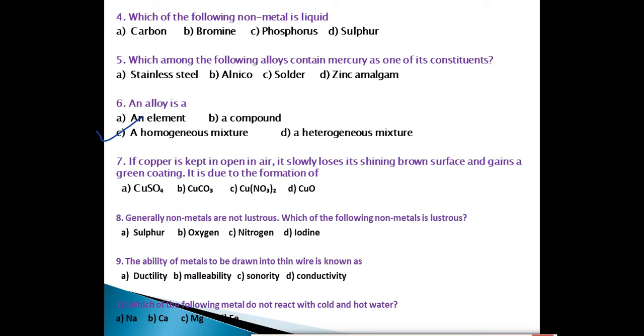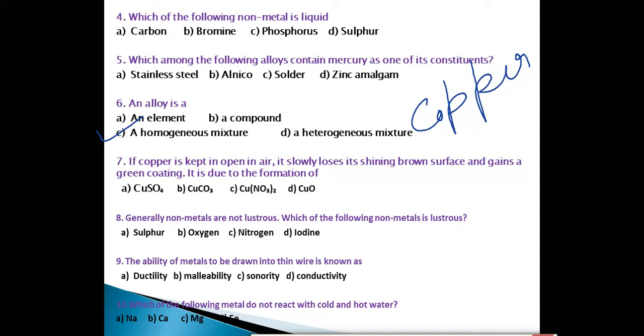Now come to question number 7. If copper is kept in air, it slowly loses its shining brown surface and gains a green coating. This is due to the formation of... You have seen when we brought the copper articles from the market, they are so shiny, they look so good. Okay, but after some time what will happen? It becomes greenish in color. It loses its shine and texture and it becomes greenish in color. This is because of what?